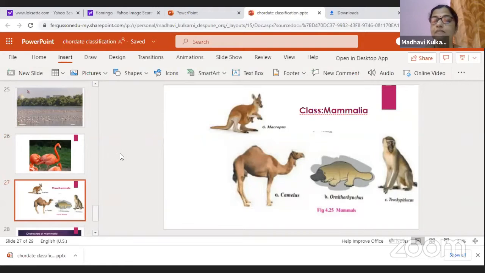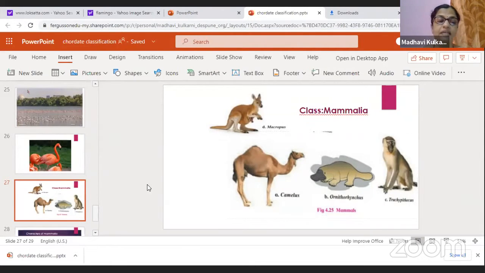Next is the class Mammalia. From Mammalia, I want to show these pictures first. The first is a Macropus. It is a marsupial animal, kangaroo. Camelus, camel. Ornithorhynchus, a platypus, which is having a bill, duck-billed platypus it is called. And the last one is a monkey.